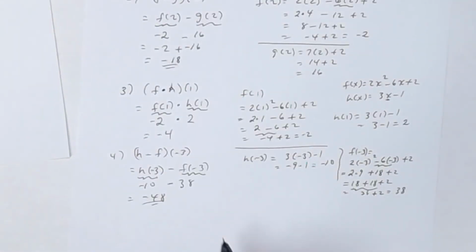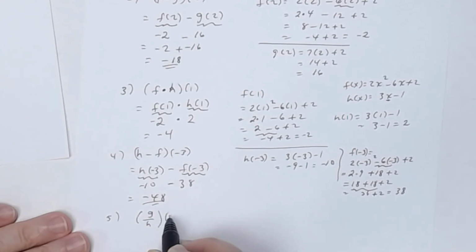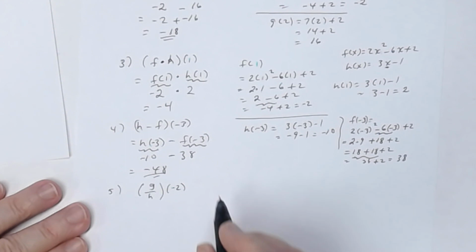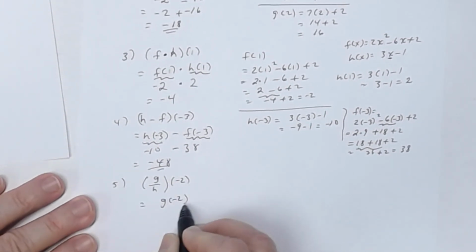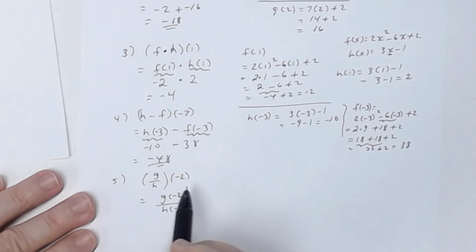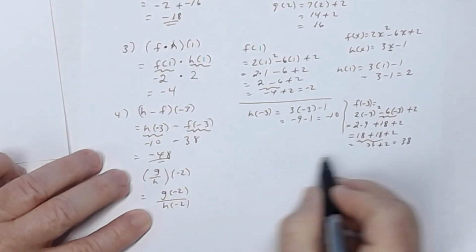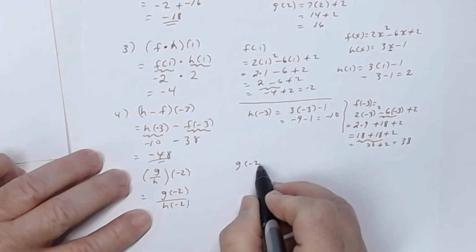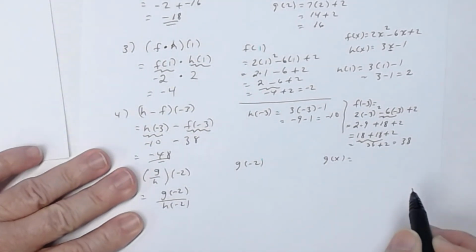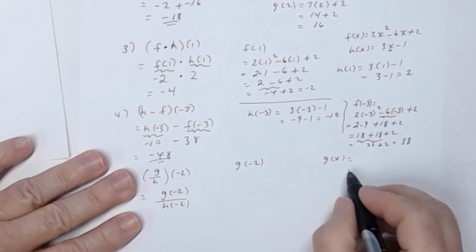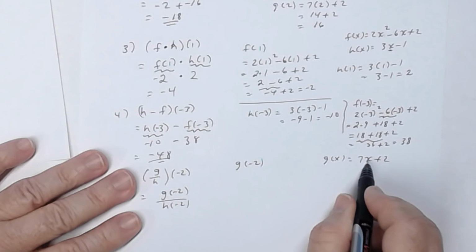All right, and then finally number 5, we have g divided by h evaluated at negative 2. By definition, this means g of negative 2 divided by h of negative 2. So I need to find what g of negative 2 is, then I need to find what h of negative 2 is. So let's go ahead and find out what g of negative 2 is. Let me write down the function g of x. So g of x is equal to 7x plus 2. Where we see the variable x, I'm going to substitute negative 2.